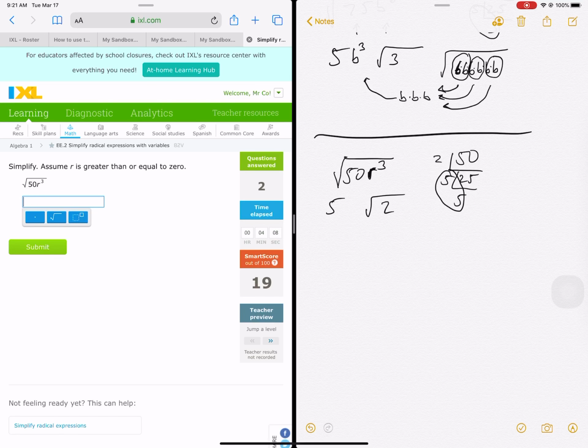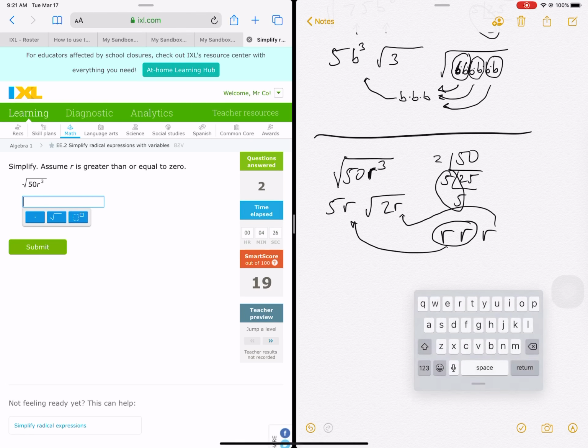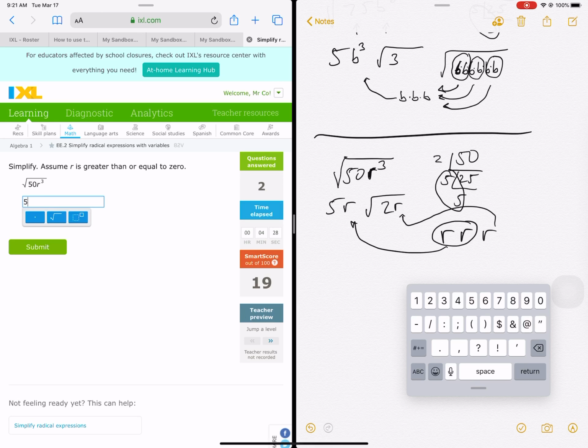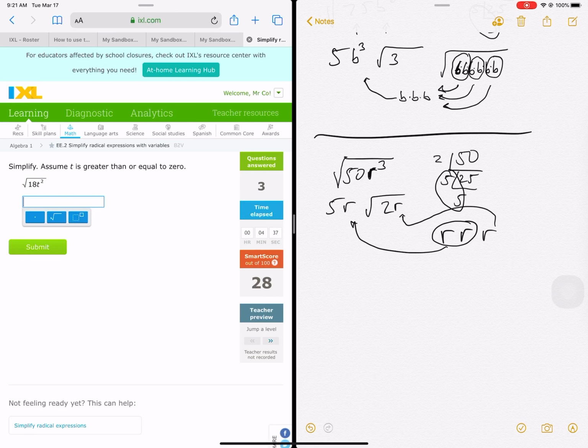And how about the r's? Let's write them out. 1, 2, 3. We have a pair. So our pair of r's goes out. And just like numbers, this r here doesn't have a pair, so he's left behind. And that's our answer. 5 on the outside, r, radical 2r. Okay, let's go ahead and kick up the levels.